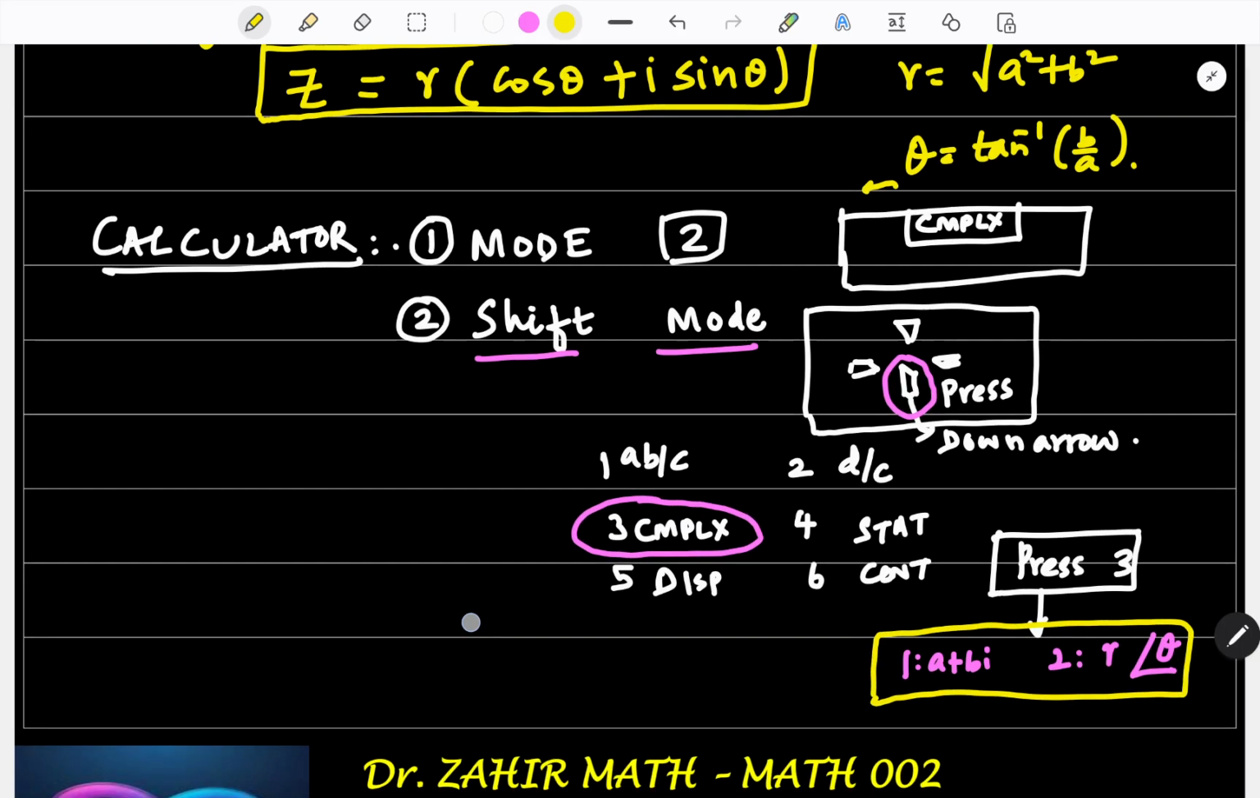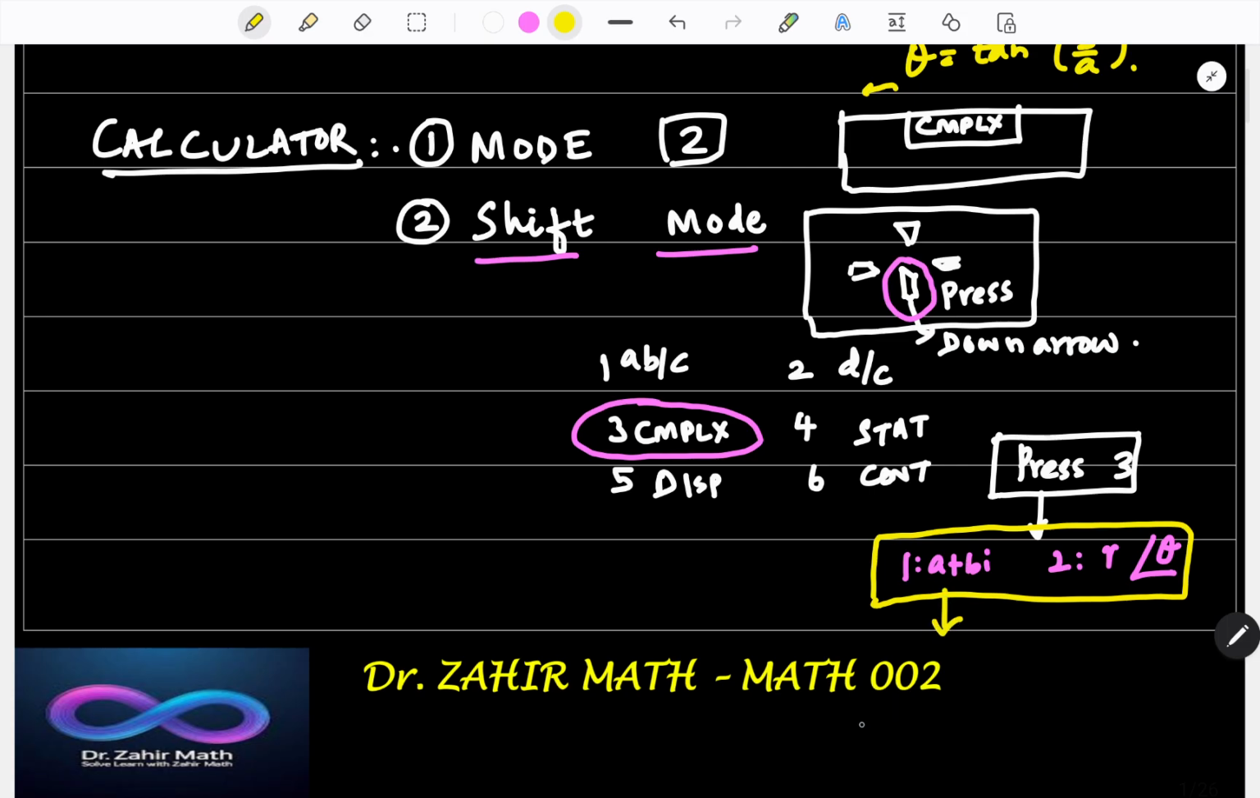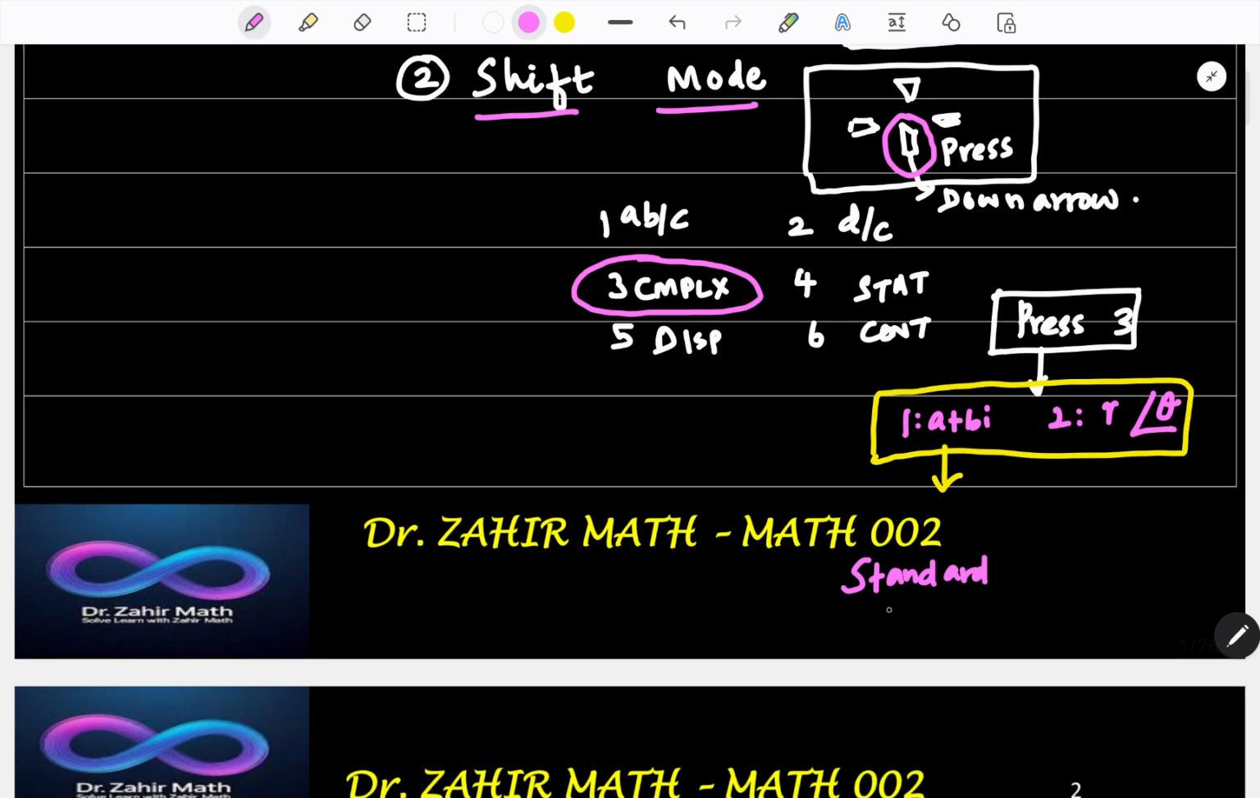What are these options? I'll tell you. This is called standard form. And this is called polar form or trigonometric form. You can say trigonometric form or polar form. So two things you need to remember. Keep this in your mind, we are ready for that.